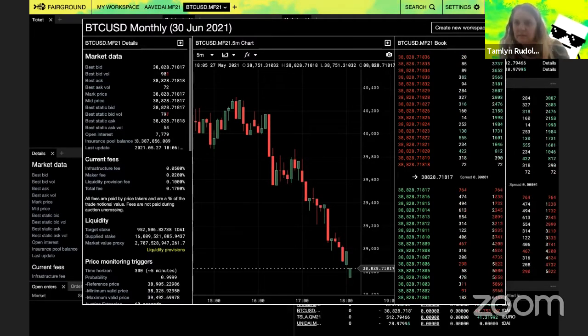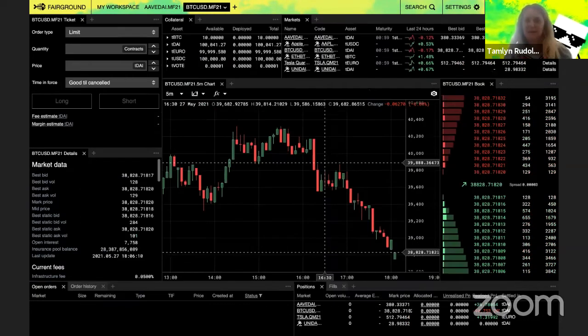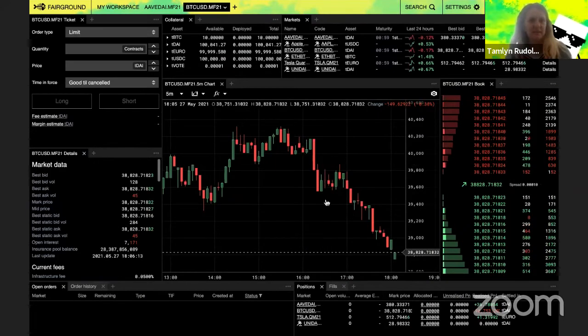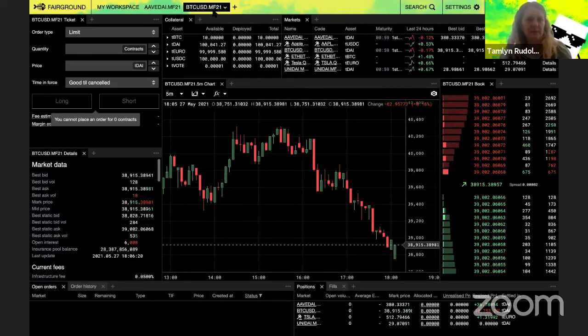Oh dear, what's happening? I think my laptop's a little sluggish today. Bear with me, I think it's just finding itself. So here we go, we have the BTC US dollar workspace, and you can see up there that all the different workspaces are listed up the top here.